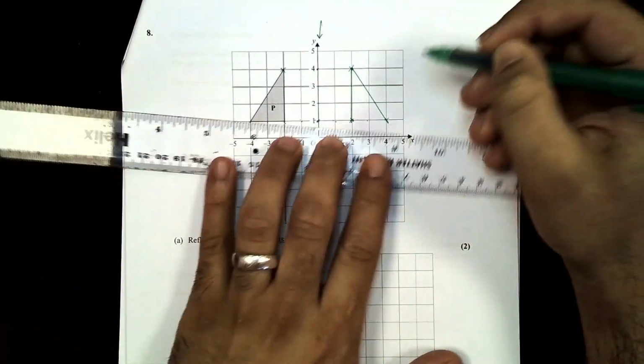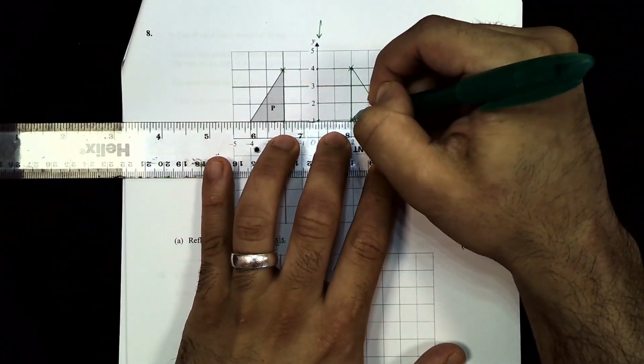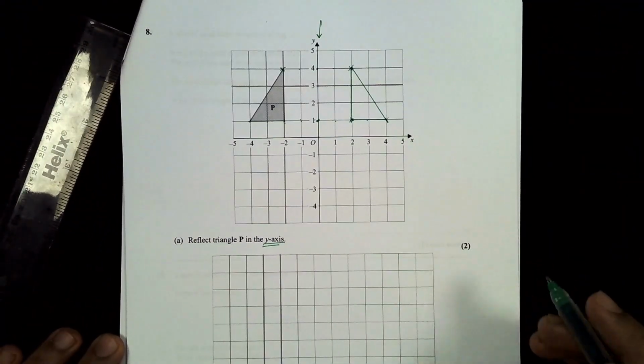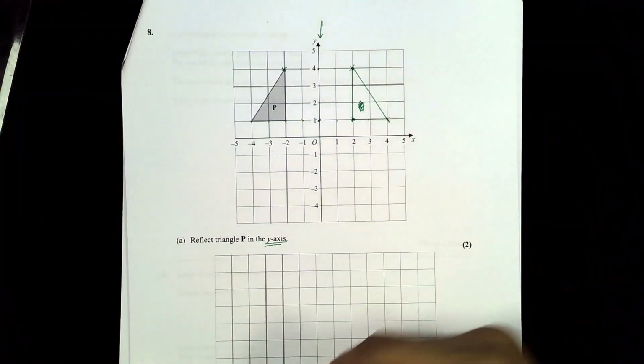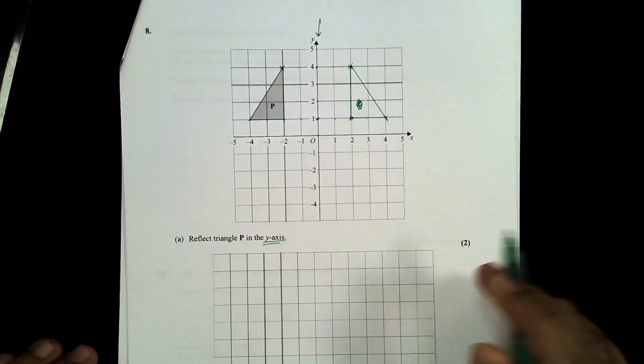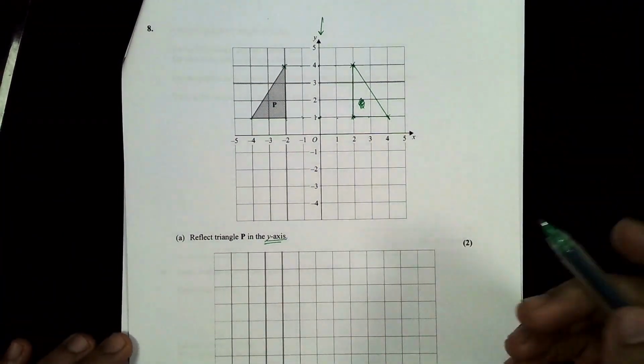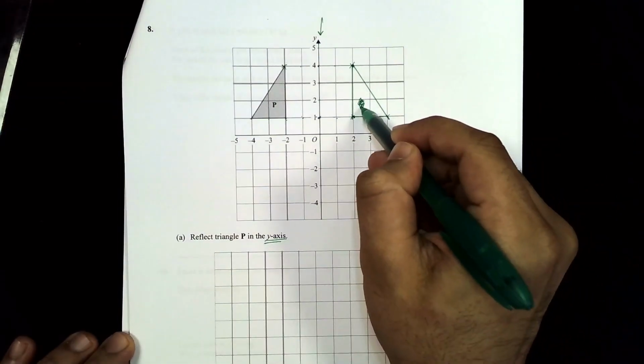or in the y-axis, I should say. If you want to label it, you can label it. I don't know, Q. Oh, actually, there's already a Q down there, so don't label it then. It doesn't tell you to, but if it does tell you to label it, then label it. So there's my reflection. Okay, I'll just shade it in.